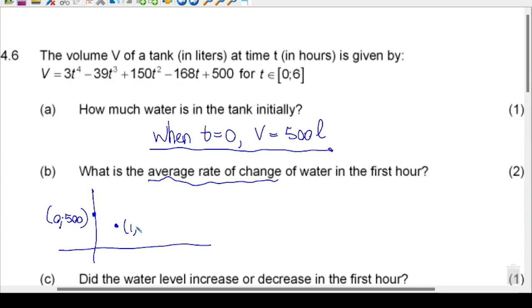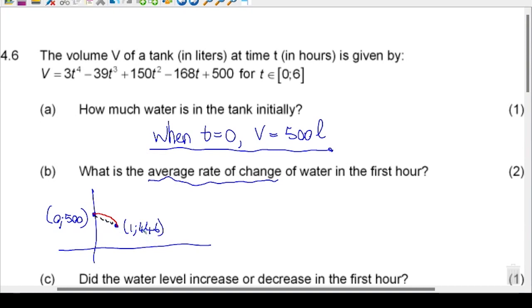When t is 1 hour, the volume is actually 446 liters. Right, now, it's not a straight line. The curve doesn't follow a straight line between those 2 points. I don't know what it looks like, but it's a curve. What we're going to do is use those 2 points with our standard gradient formula, change in y over change in x.